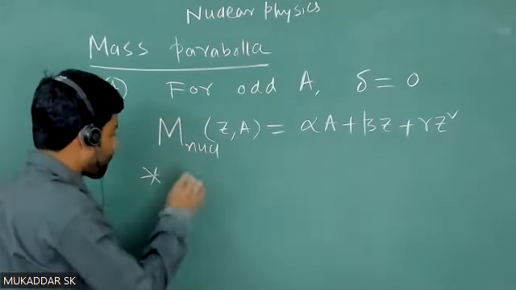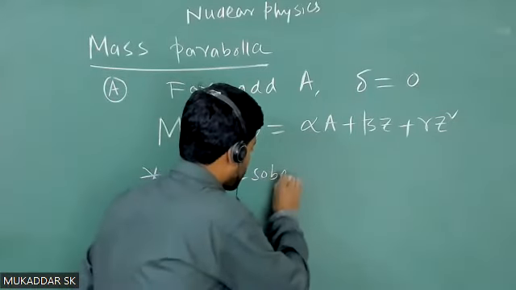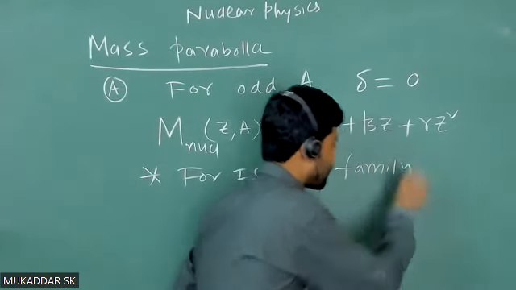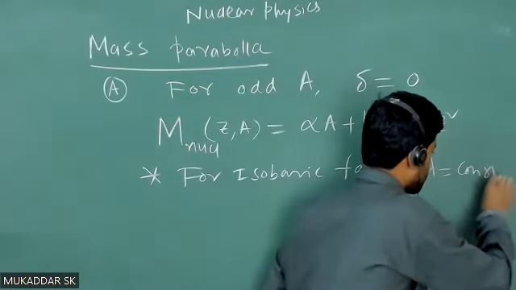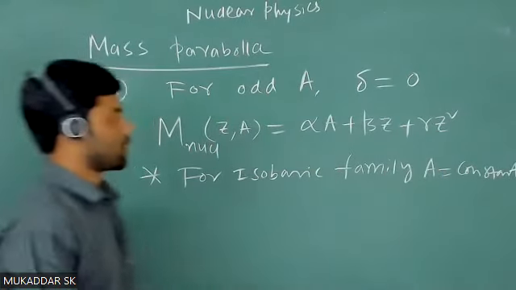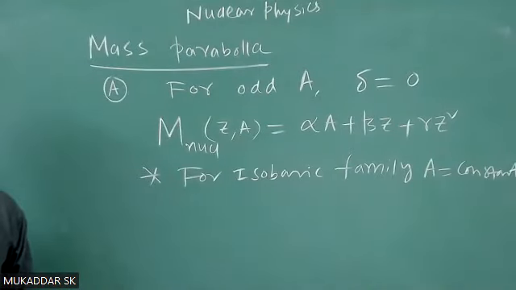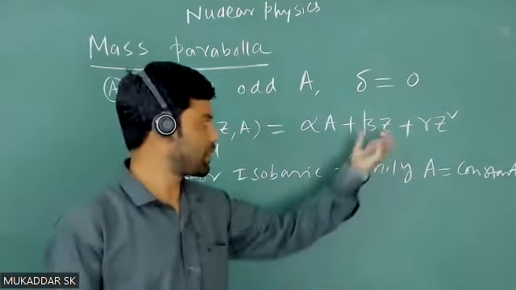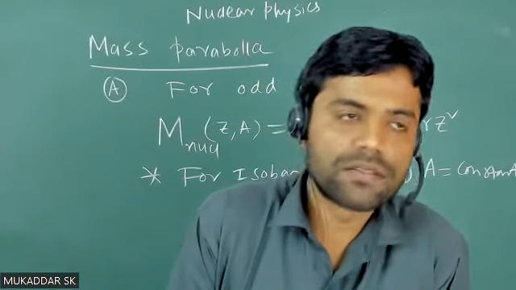Again, I'll come to that. For isobaric families. For a given isobaric family, क्या constant हो जाएगी? Yes, sir. A will be constant. जब A constant है, तो न्यूक्लियर मास किसके ऊपर डिपेंड करेगी? Z पर. Exactly. So for a given isobaric family, mass number will be constant. So nuclear mass for this isobaric family will be a function of Z, because for isobars atomic number is different.